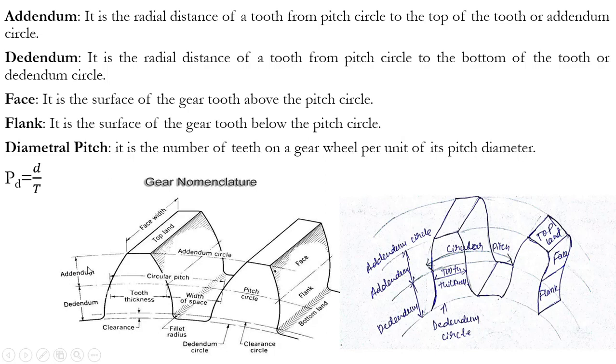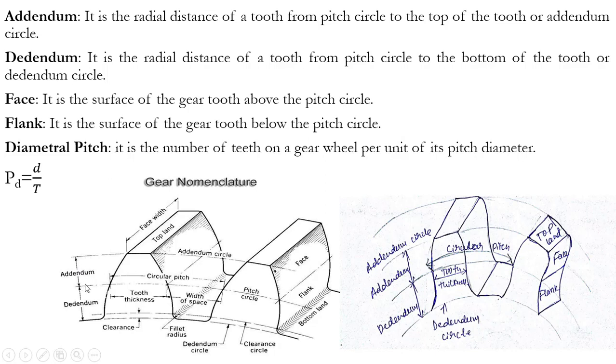I think you all understood what is addendum now. It is a radial distance of a tooth from pitch circle to the top of the tooth, or it is a radial distance from pitch circle to the addendum circle. Both are fine. You can tell the definition in any one way. So at least you can remember that this radial distance is called as addendum.